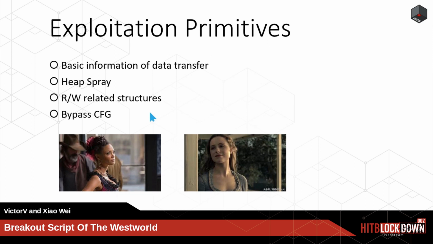When we find a bug, we should exploit it. But before we do that, we have to understand how a VMX process accesses the guest's memory. Then I will introduce a way to do heap spray, a way to read and write data between the guest and host process, and a way to bypass CFG on Windows 10.